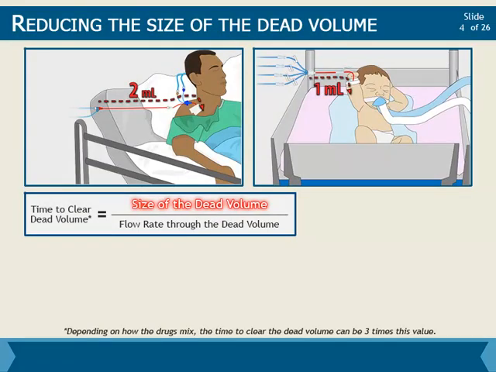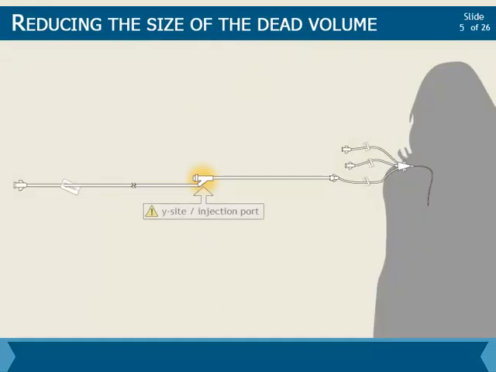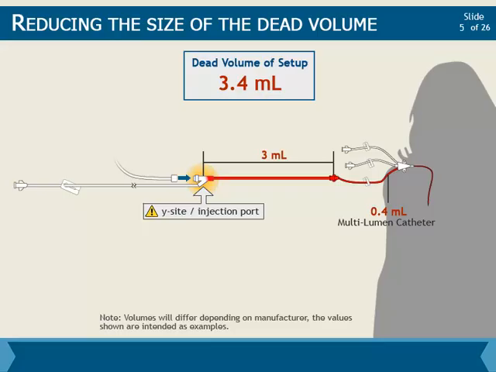The size of the dead volume is one element that influences the impact of dead volume. Reducing the size of the dead volume will decrease the duration of the delays and variations in delivery. We can reduce the size of the dead volume by being aware of how we join infusions together and carefully selecting IV components with small volumes. The volumes of the components, as dictated by their length and bore, are often labeled as the priming volume on their packages. Some IV tubing sets include a Y site or injection port close to the patient. Joining infusions at this site can result in considerable dead volume and should be avoided.